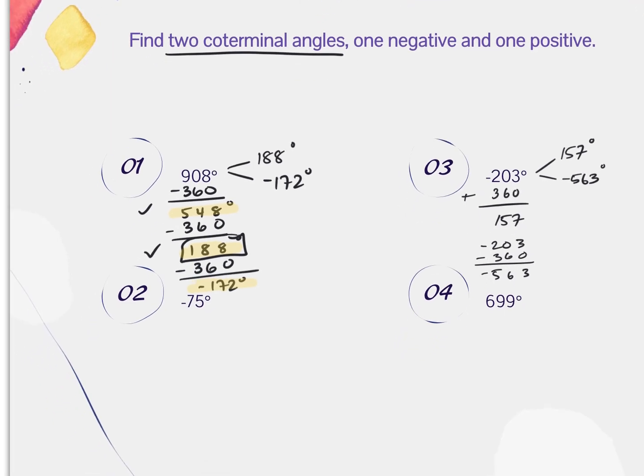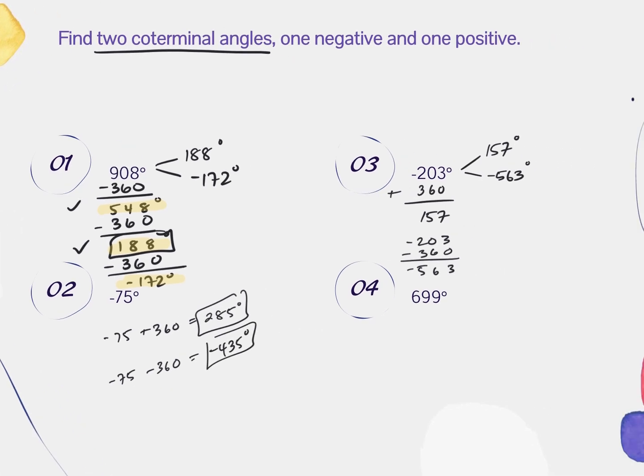And then again, we go to the next few. So here I have negative 75, and I'm going to add 360 to it. Negative 75 plus 360 equals 285 degrees. So that's one coterminal angle. That's the positive one. And minus 75 minus 360 is going to be minus 435. And so there's my negative coterminal angle.